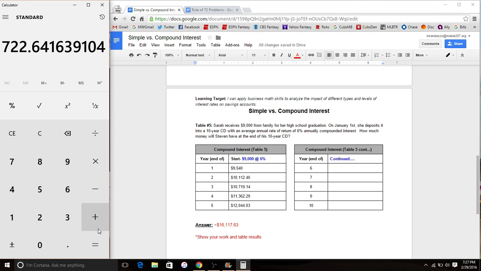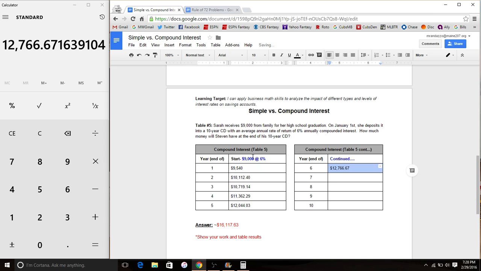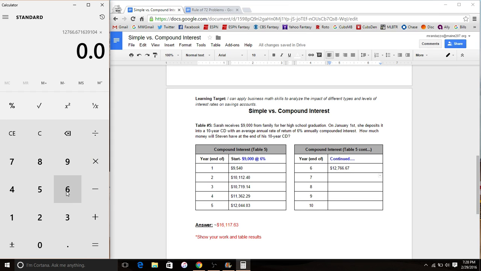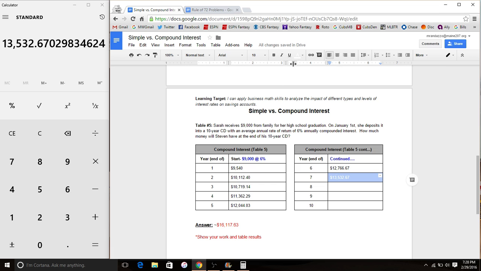Add 12,044.03. We have 12,766.67. Alright, take that number, multiply by 0.06, add the amount before that. We now have 13,532 and 67 cents.